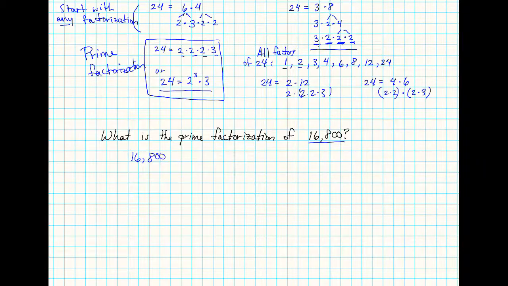16,800. Since it ends in 2 zeros, that means it has to be divisible by 100, and it is 100 times 168. Now already I'm dealing with much more manageable numbers. 100 I know I can break down as 50 times 2. And 168, that looks to me like it's divisible by 2. So I can do off on the side, 168 divided by 2 is 84.